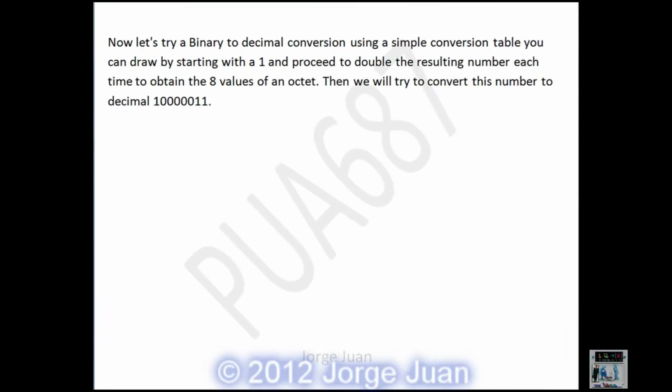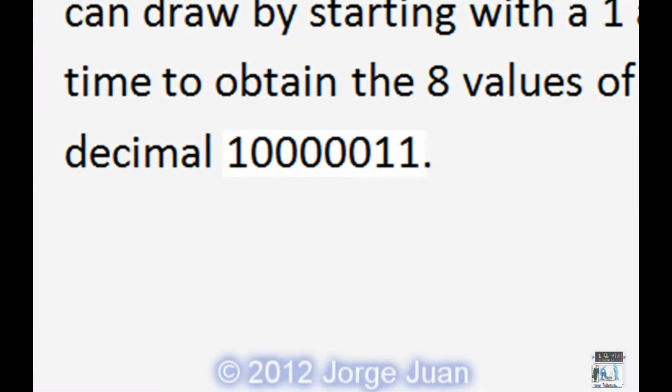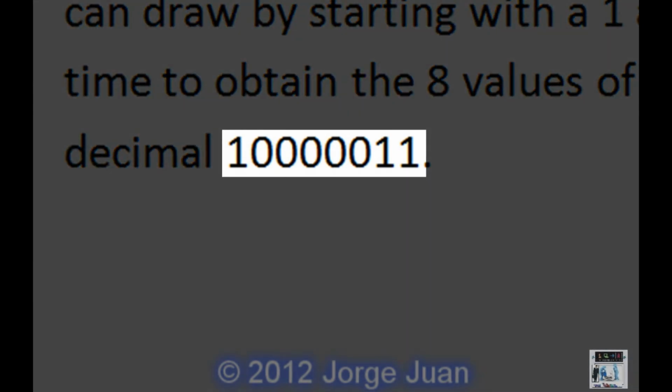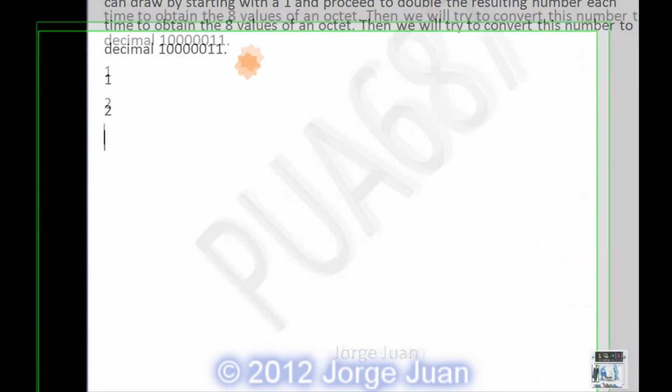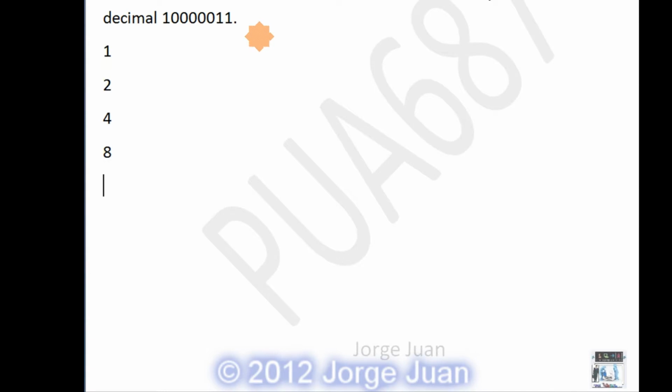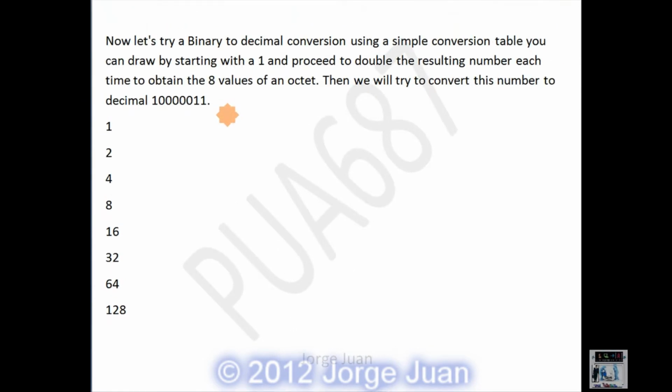Okay, now let's try a binary to decimal conversion using a simple conversion table that you can draw by starting with a 1 and proceeding to double the resulting number each time to obtain the 8 values of an octet. Then we will try to convert this number to decimal. Okay, so to get the values, what you do is you start with 1 and you go doubling. The first number is 1, then 2, you double that, it's 4, you double that, it's 8, double that is 16, 32, 64, and 128. That gives us the 8 values of an octet.